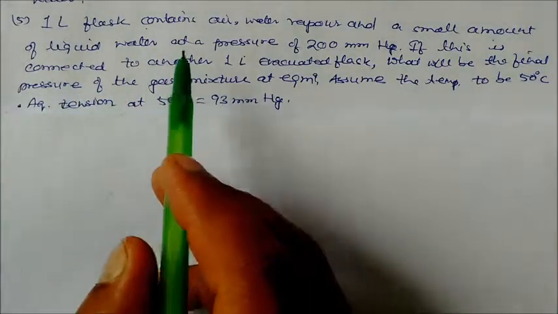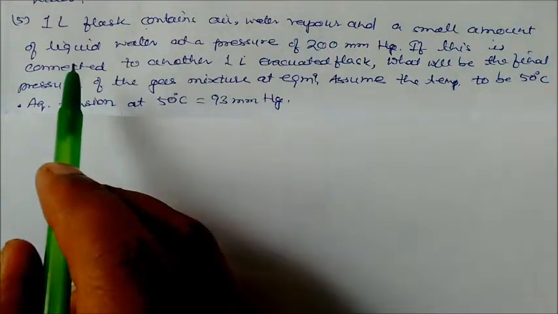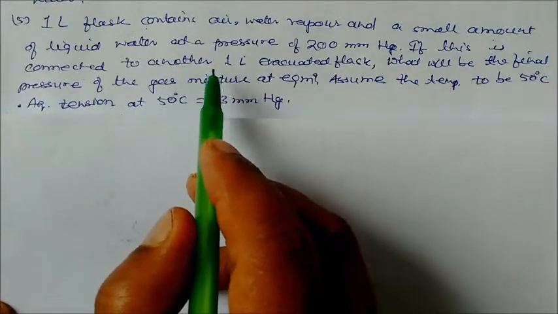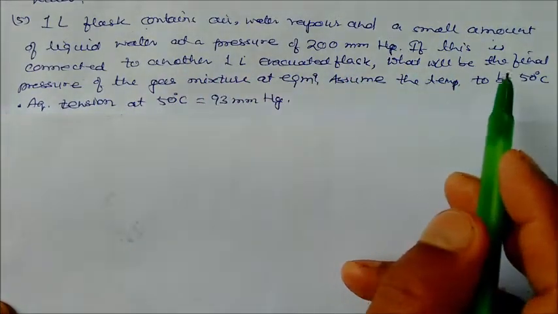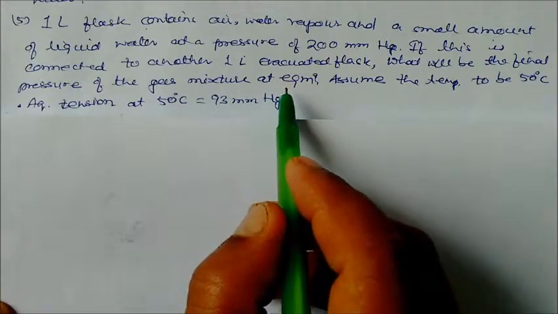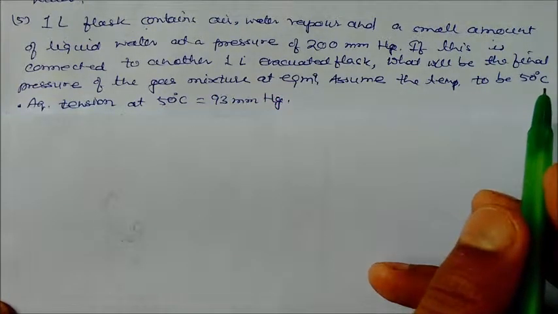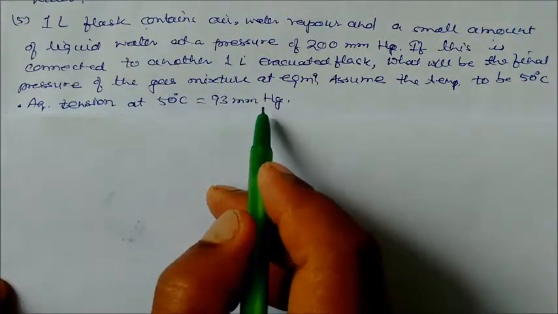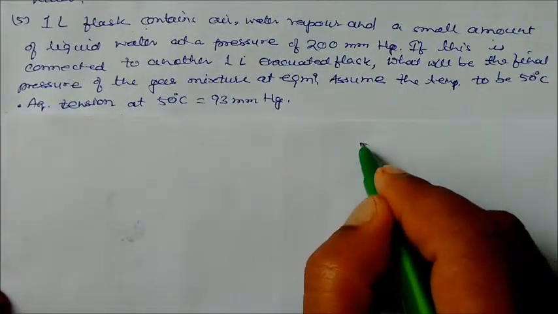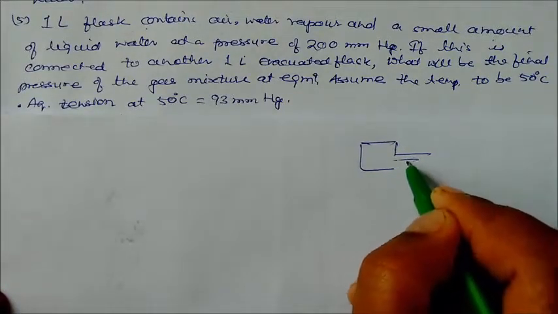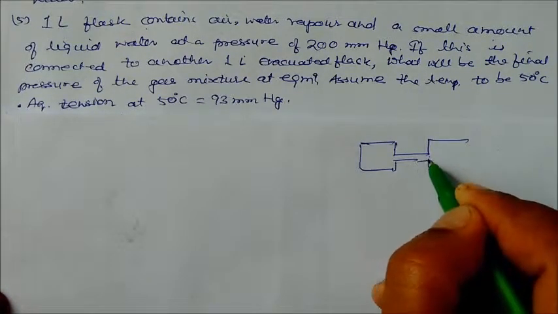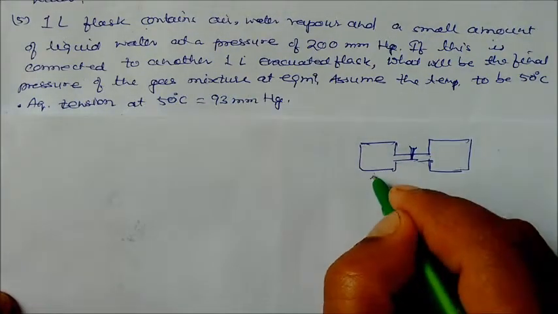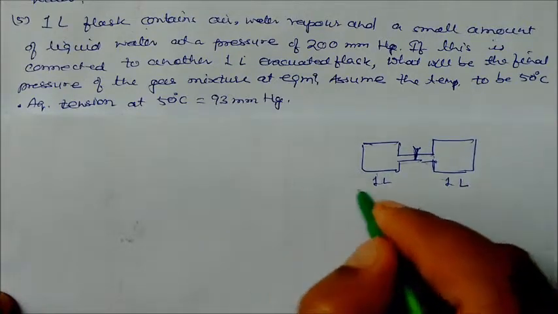A 1 liter flask contains air, water vapor and a small amount of liquid water at a pressure of 200 millimeter mercury. If this is connected to another 1 liter evacuated glass flask, what will be the final pressure of the gas mixture at equilibrium? Assume the temperature to be 50 degrees and aqueous tension of water at 50 degrees centigrade is 93 millimeter mercury. So here we have two flasks. This flask is connected with another flask which is evacuated, with a stopcock. This is also 1 liter, so volume is also 1 liter.